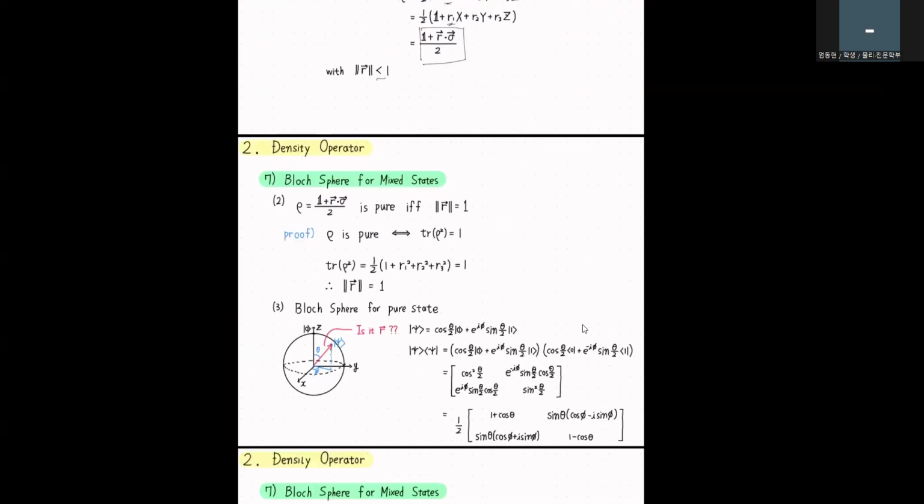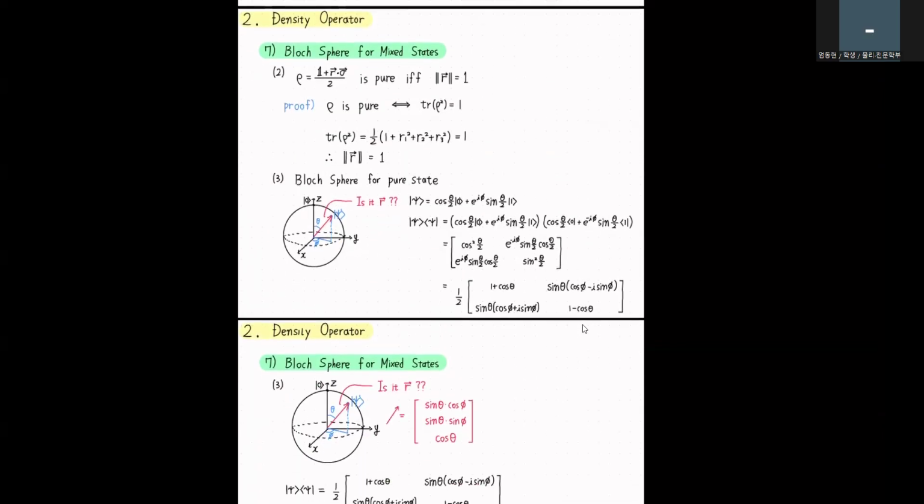According to this definition, we can define a Bloch sphere for mixed states with the Bloch vector being the vector r. And according to this interpretation, we get the result that rho is pure if and only if this Bloch vector has a size of 1, or in other terms, the Bloch vector is on the surface of the Bloch sphere. This is easily proved by using the condition that rho is pure if and only if the trace of the square of rho is equal to 1.